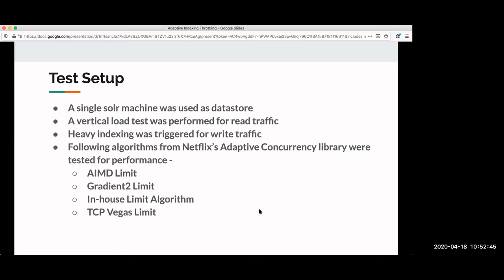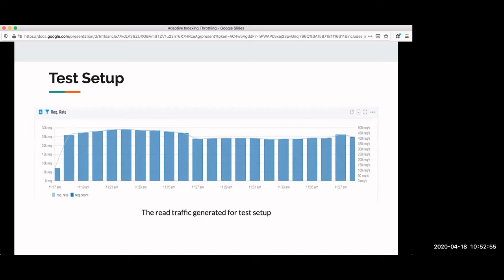So now we'll go one by one on each algorithm, understand what they do, how they calculate the limit, and then we'll see the test results. So this is the read traffic we generated for the system. If you can see, this is close to 25 to 30K RPM we generated on one machine to simulate a read load.